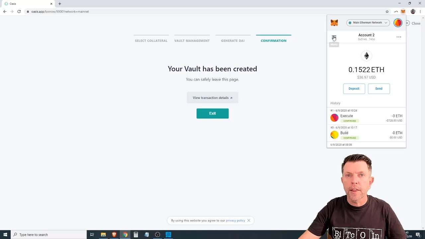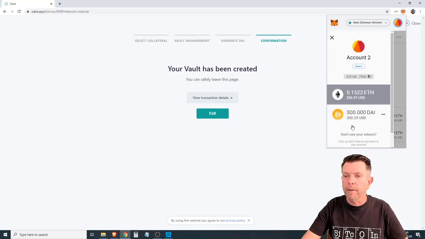If you don't see the DAI there immediately, don't panic. It can take a little while to load, and you might also have to click and search for the token. But we can see I've got a balance of 300 DAI, which equates to $300, and my Ethereum has been removed out of my MetaMask wallet.